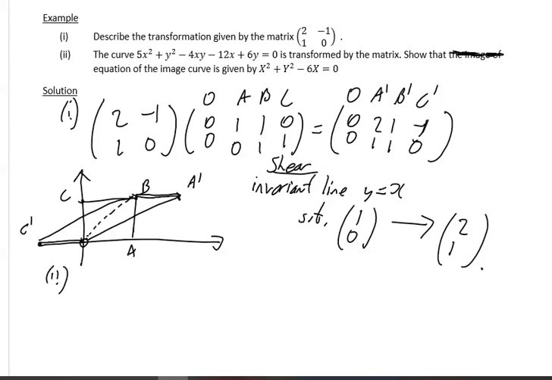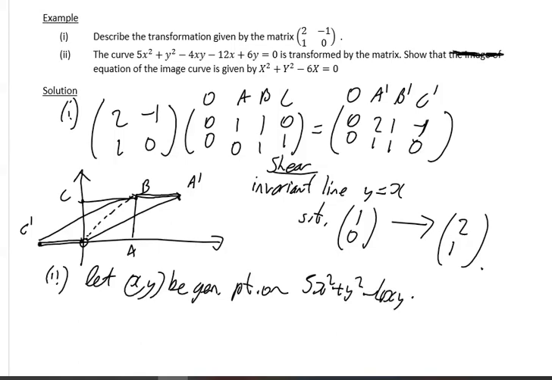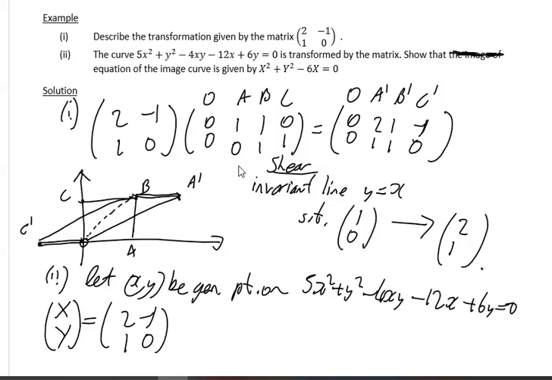Okay, so part 2, we're going to just say let x, y be the general point on whatever it was originally, 5x squared plus y squared minus 4xy minus 12x plus 6y equals 0. And what we're going to do is just transform it by our matrix. I'll write that matrix down before we lose it here. So we're just going to say big X, big Y equals 2, minus 1, 1, 0 upon small x, small y. And we're going to just multiply it out and see what we get.